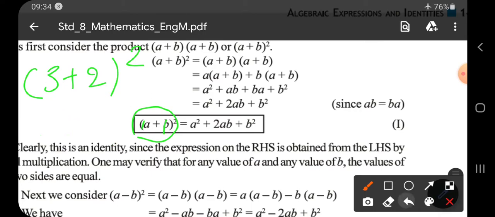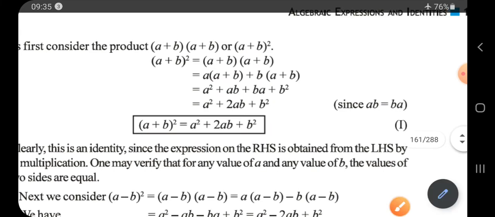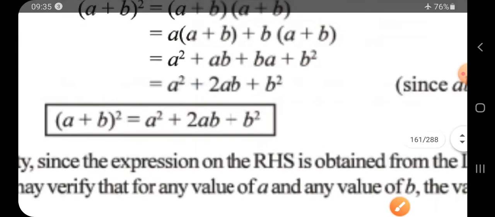Here you can say a is the first term and b is the last term. How to expand, how to learn this one? First term square, a square, plus 2 multiplied by the first term a into the last term b, plus the last term square.